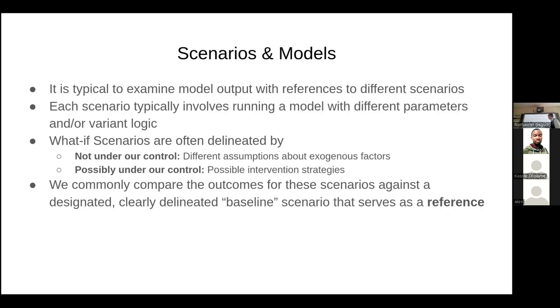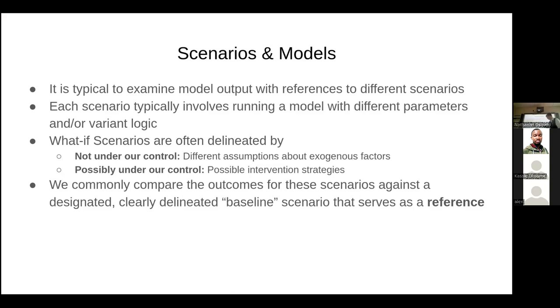And then there might be things possibly under control that represent intervention strategies. And so commonly what happens is we have a baseline scenario and we run the model for that, which is often our status quo or business as usual or familiar scenario with familiar texture. And then we run these what-if scenarios against it, using the baseline as a common reference point. And we compare outcomes against that common reference point so that we can assess the impacts of the specific differences we imposed for these what-if scenarios, because we have something that represents the model outcomes without those differences, and then we have it with those differences.